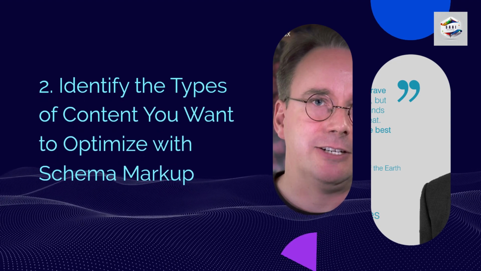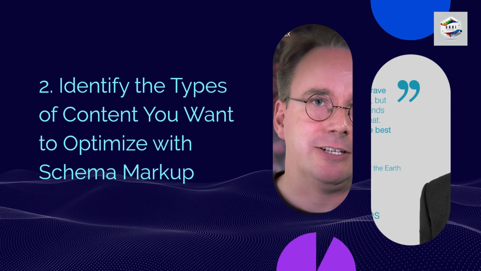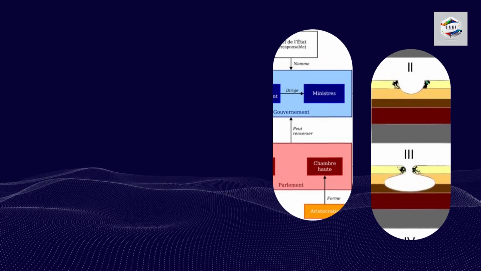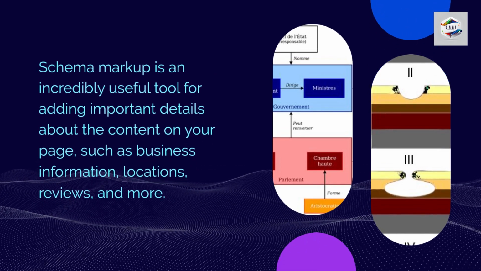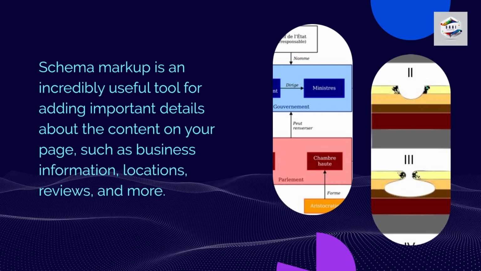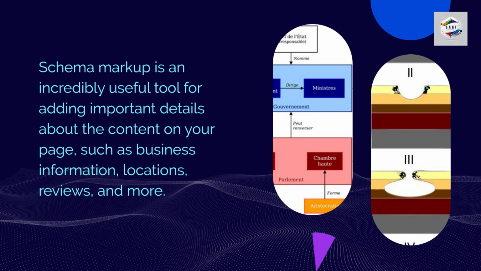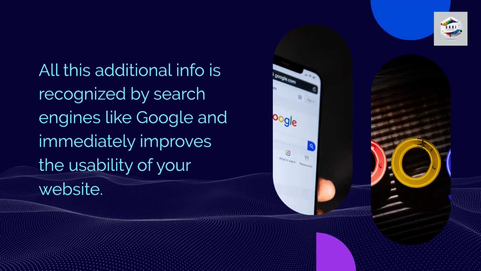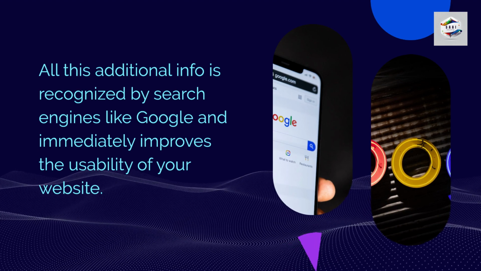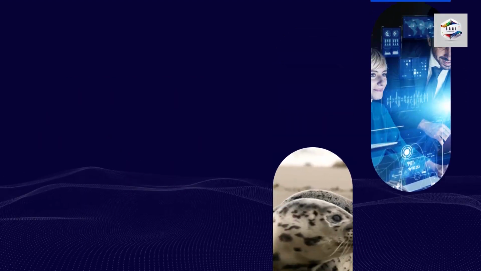2. Identify the types of content you want to optimize with Schema Markup. Schema Markup is an incredibly useful tool for adding important details about the content on your page, such as business information, locations, reviews, and more. All this additional info is recognized by search engines like Google and immediately improves the usability of your website.